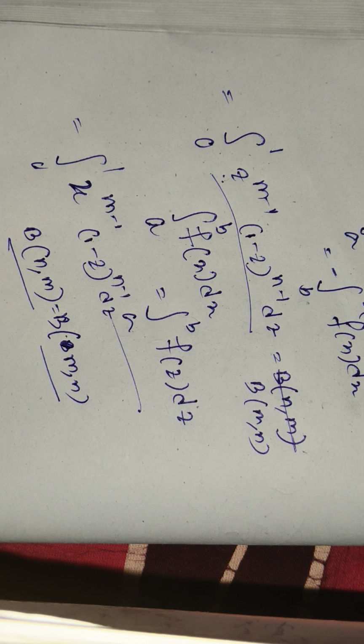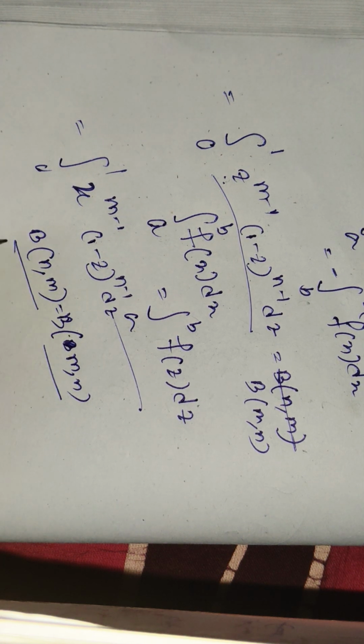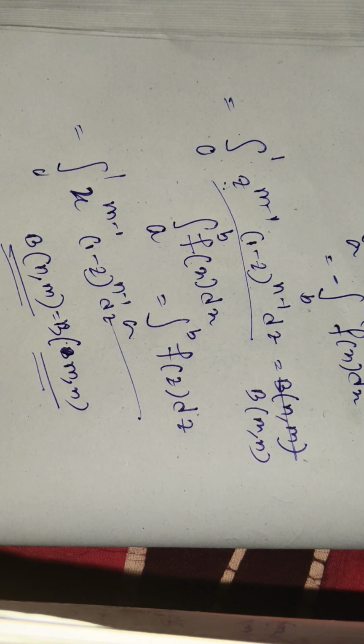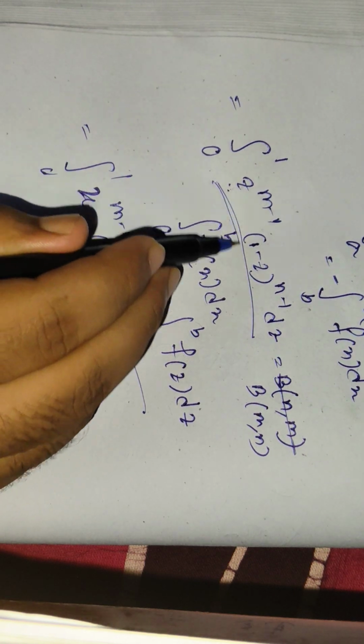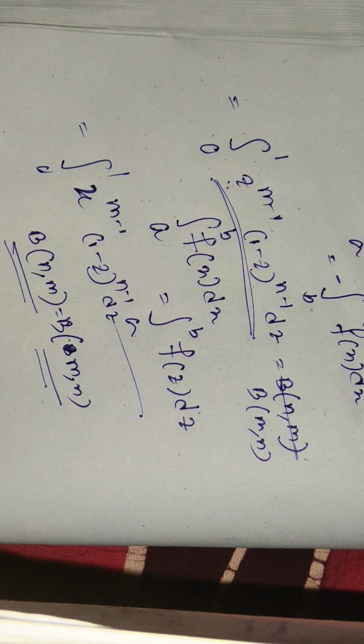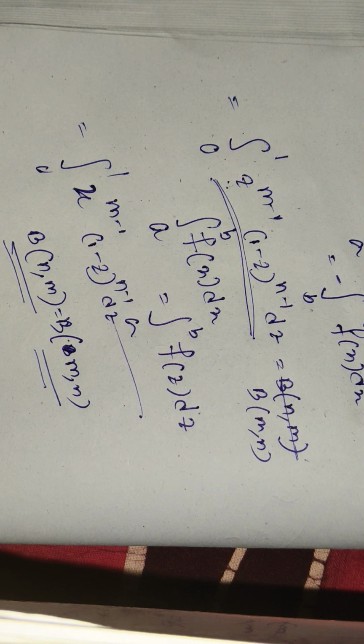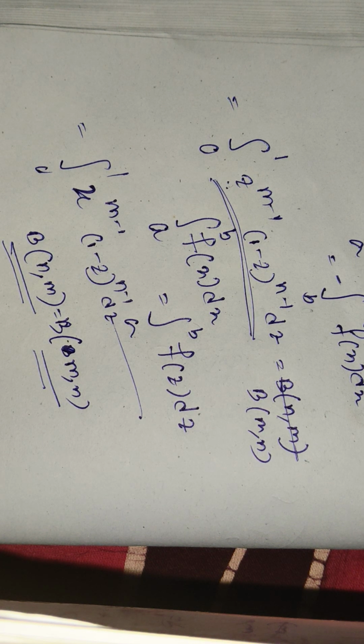It doesn't matter whatever the variable is. The beta function does not depend on the variable. Maybe the variable is z, maybe the variable is x. You just need to convert the function, f(z) or f(x), into that format, so that we can convert it into a beta function or something like that. This is the basic proof.